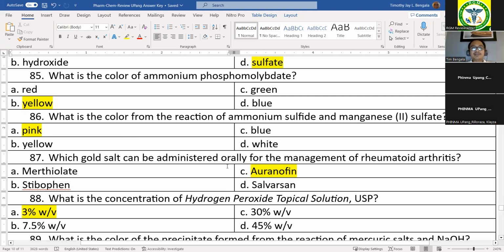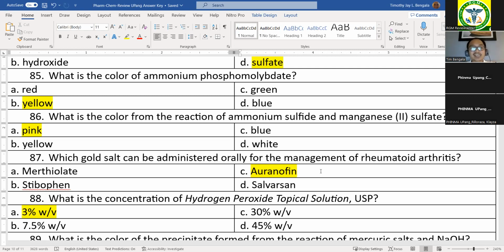Which can be administered for the management of rheumatoid arthritis. So again, gold yung ginagamit, no? Siya yung DMARDs. So auranofin, again, in the name, nandyan din naman. So auranofin yung oral, yung iba, yung gold sodium thiomalate, tsaka yung gold thioglucose. So ito yung of course, IV or IM administration.